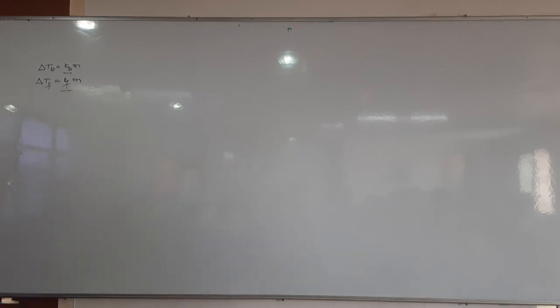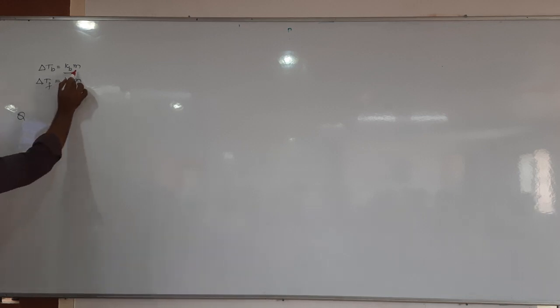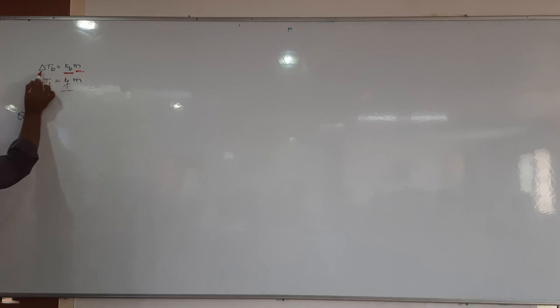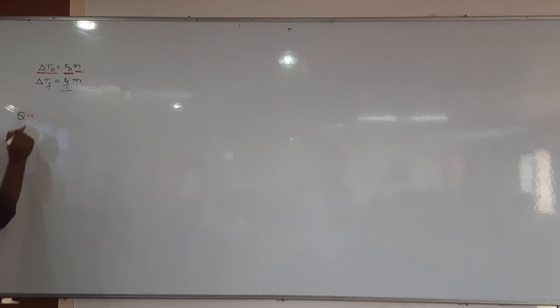Okay. Now let's see some model questions. Suppose delta TB equals Kb into m. If the molality is given and the Kb value is given, we can calculate delta TB. Yes or no? And once you calculate delta TB, TB can be calculated easily. Okay. Let's take one question.